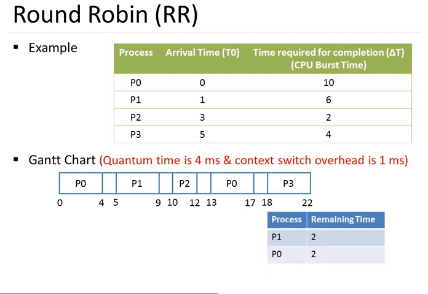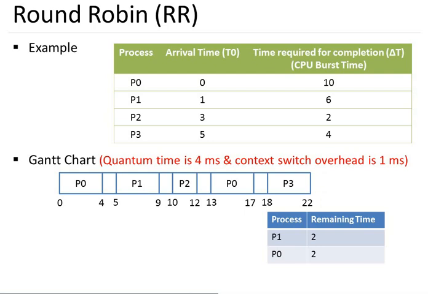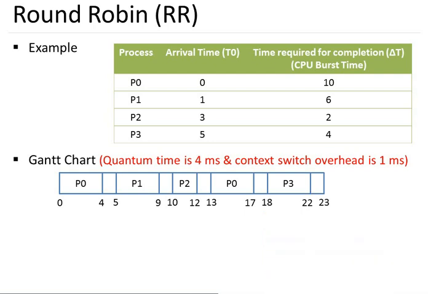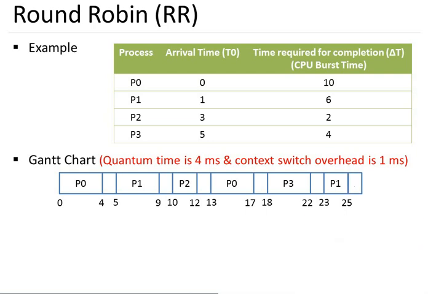So process P3 has been completed, and now you have a total of 2 processes, P1 and P0. So 22 to 23 is the context switch, then P1 with 2 units, so 24, 25. After that you have only process P0 with its remaining 2 units, so 25 to 26 is the context switch, and process P0 will execute for its 2 units. So this is how round robin works.